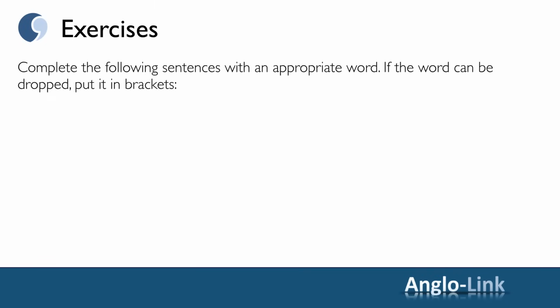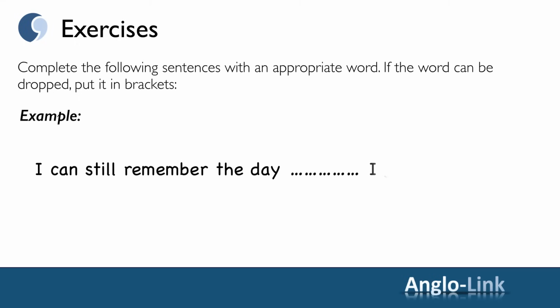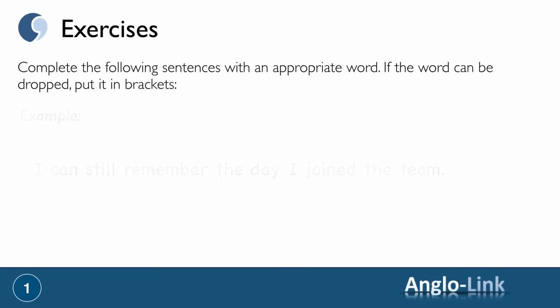Right. Let's finish with some exercises. Complete the following sentences with an appropriate word. If the word can be dropped, put it in brackets. For example, I can still remember the day I joined the team. I can still remember the day when or that I joined the team. And you can drop the relative pronoun here, so we've put them in brackets. I can still remember the day I joined the team. Okay, let's begin the exercises. Number 1.